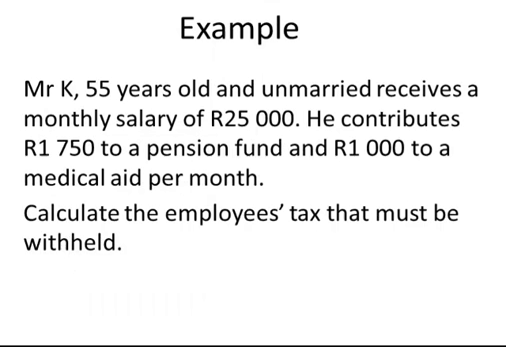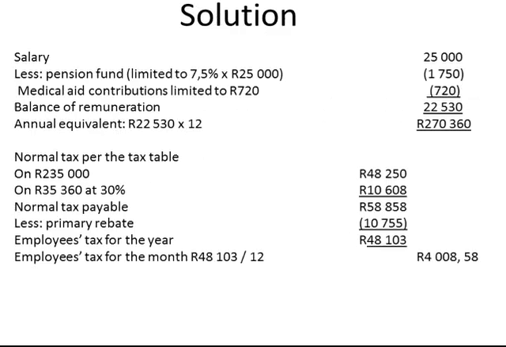An example of balance of remuneration is Mr. K, who is 55 years old and unmarried, so he is alone. He receives a monthly salary of 25,000 Rand and contributes 1,750 Rand to a pension fund and 1,000 Rand to a medical aid scheme. You need to calculate the employee's tax that must be withheld.